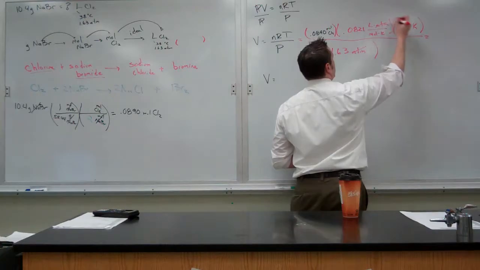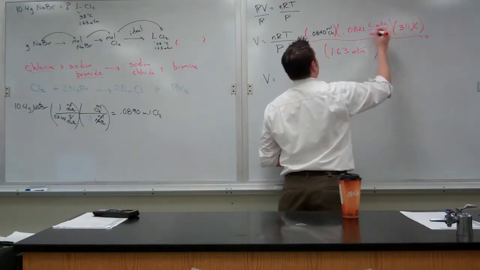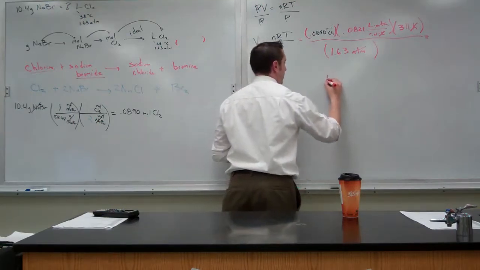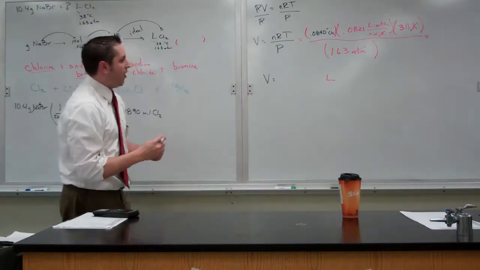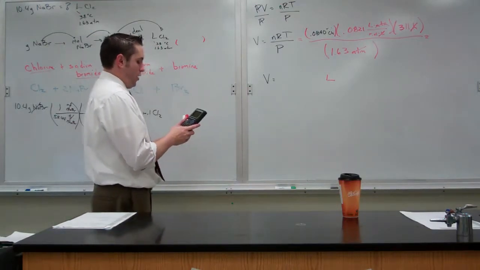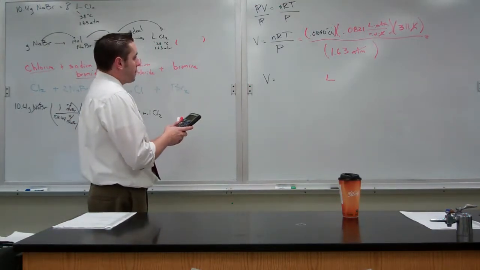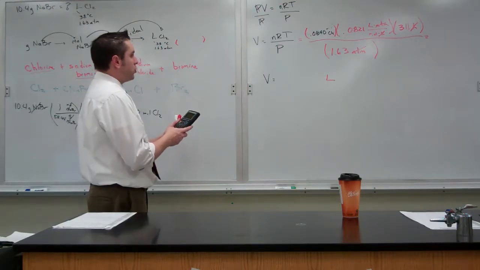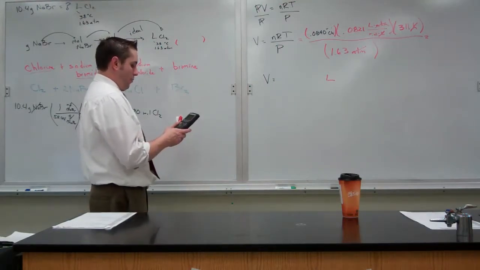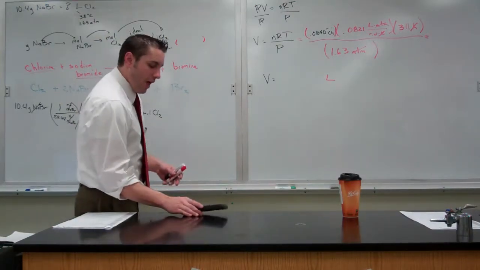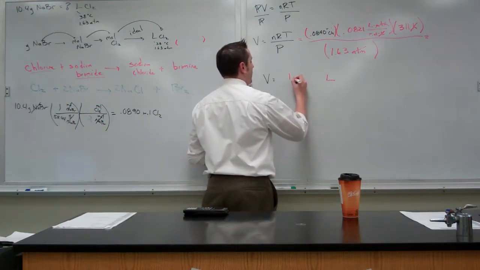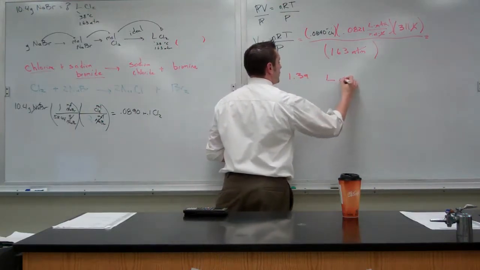Atmospheres will cancel. Kelvin cancels. Moles cancel, leaving me with liters at our conditions. And I plug in and I do my math. 0.0890 times 0.0821 times 311 divided by 1.63. When I do that, I get a value of 1.39 liters of the Cl2.